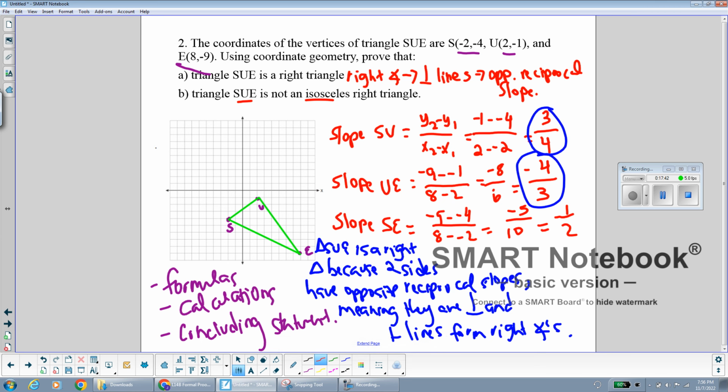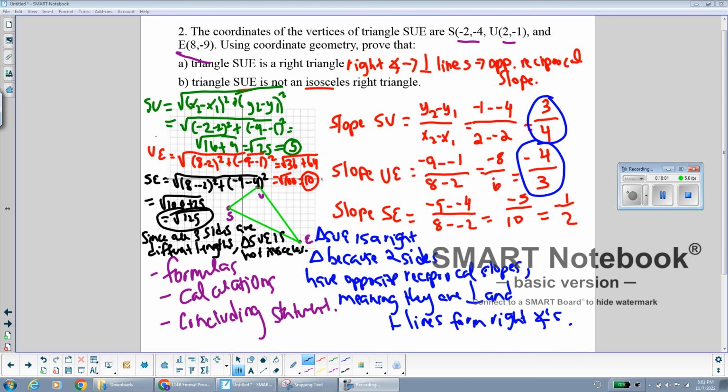So an isosceles triangle has two congruent sides. So now we're trying to show that SUE does not have two congruent sides. When we want to find the lengths of sides, the formula that we're going to use is the distance formula. So you can pause the video and find the lengths of the sides of the triangle. I'm going to do the same thing as well.